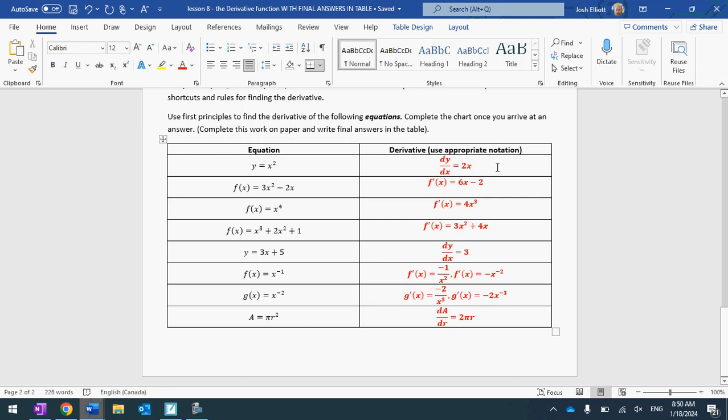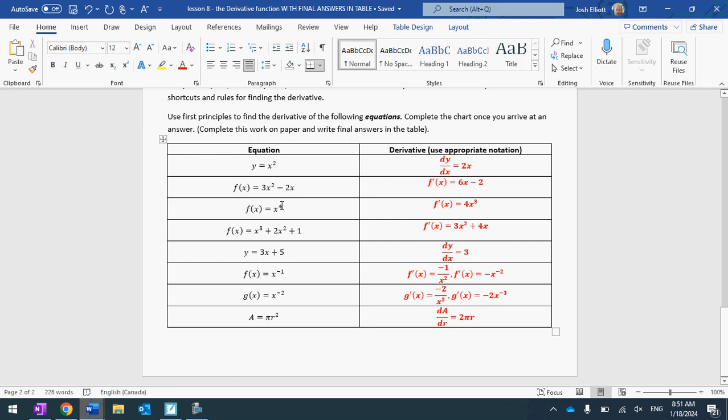Okay, so I don't know if you can see the patterns here, but I'll try to point them out. Notice when we take y equals x squared, we get 2 times x, or 2 times x to the power of 1. When we take the derivative of 3x squared minus 2x, we get 2 times 3, which is 6x to the power of 1, minus 2, or you can imagine 2 to the power of 0, which just gives you 2. If you don't see it yet, look at this one right here.